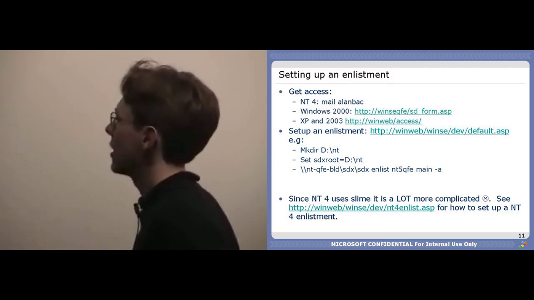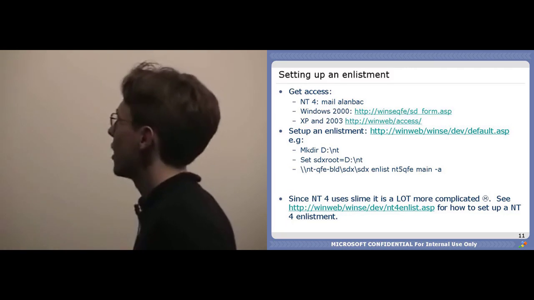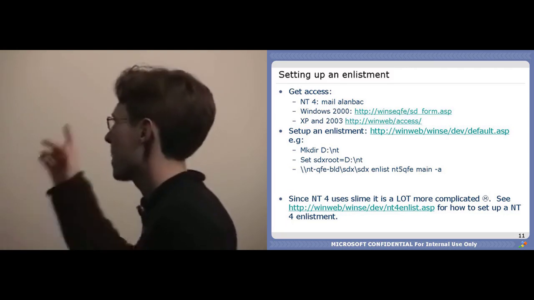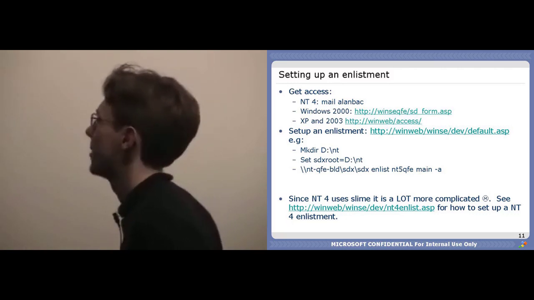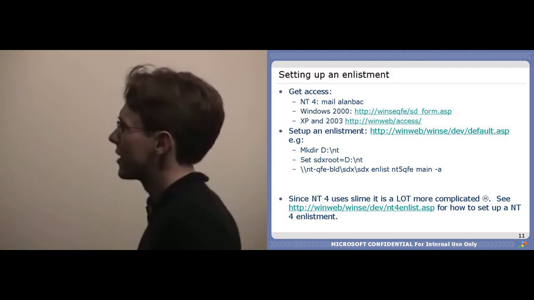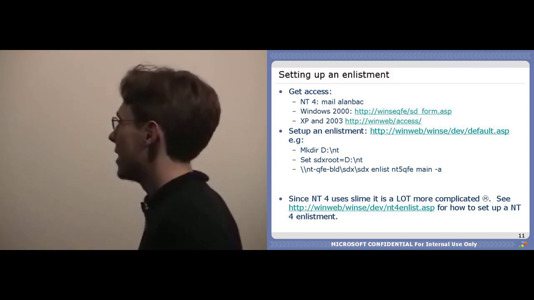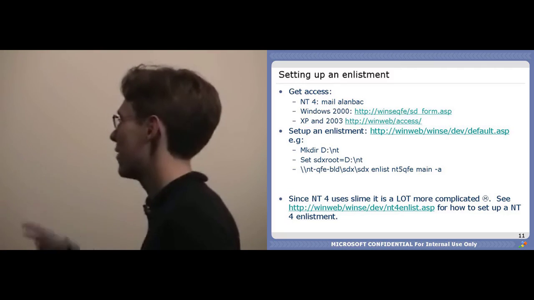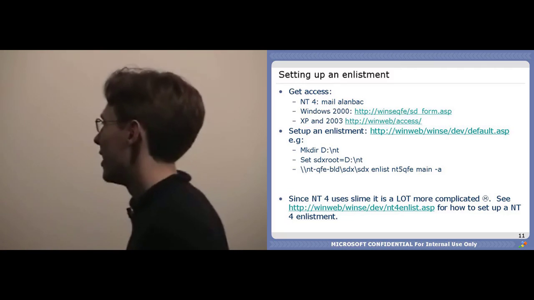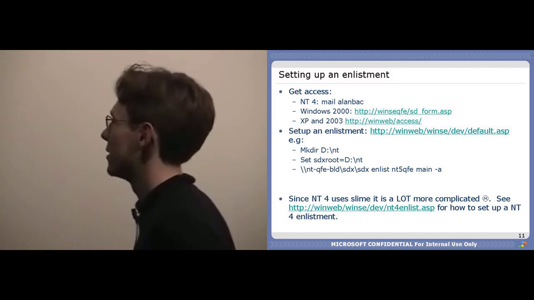For XP and 2003, that's done by Infra mainly, and you go to that link. To set up an enlistment, there are different instructions for all of them, but basically you just make a directory, you set an environment variable, and then you tell the SDX client to enlist you across all the things, and you've got yourself an enlistment. NT4 uses Slime, and it gets a lot trickier. If you have a look at that NT4 enlistment, it's not quite as clean, but it'll tell you how to set up an NT4 enlistment.